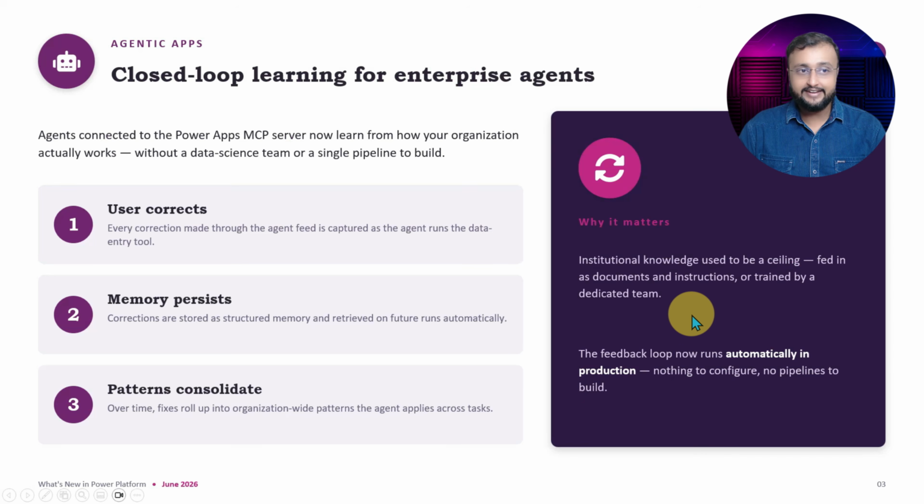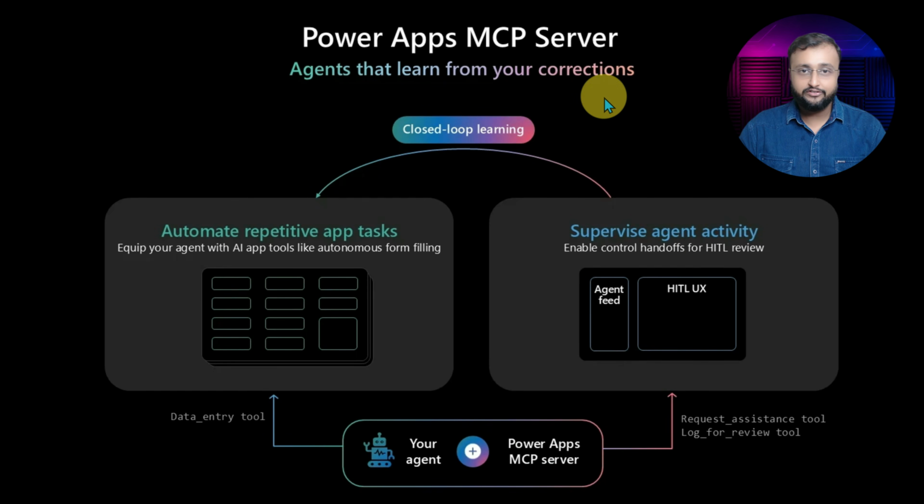The first update that is coming out loud in June 2026 is about closed loop learning. Now, what exactly is this for Power Apps? Basically, Microsoft has rolled out Power Apps MCP server where an agent can learn from your corrections. Now, what do we mean by that?